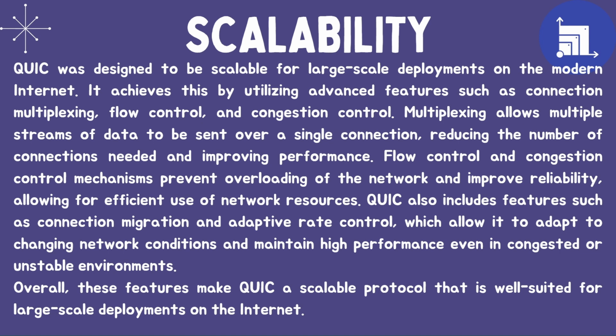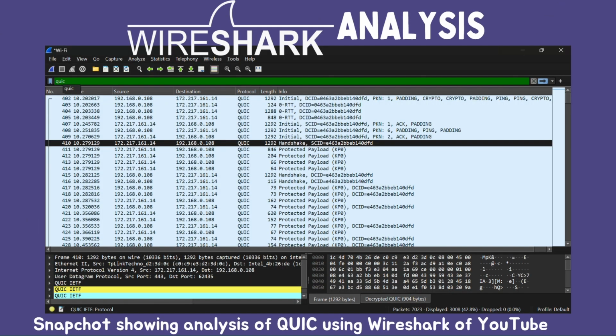QUIC also has some features like connection migration and adaptive rate control, which we have a good share of knowledge about till now. In the end, we can say these features make QUIC a scalable protocol. It is well suited for large-scale deployment on the modern internet. So let's move on to the much awaited Wireshark analysis.